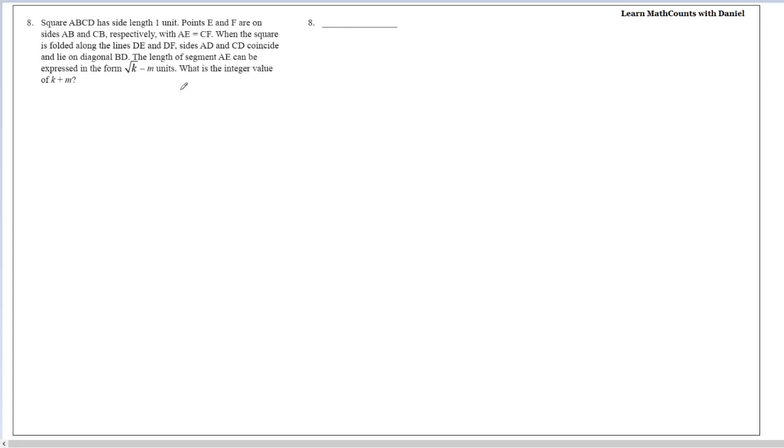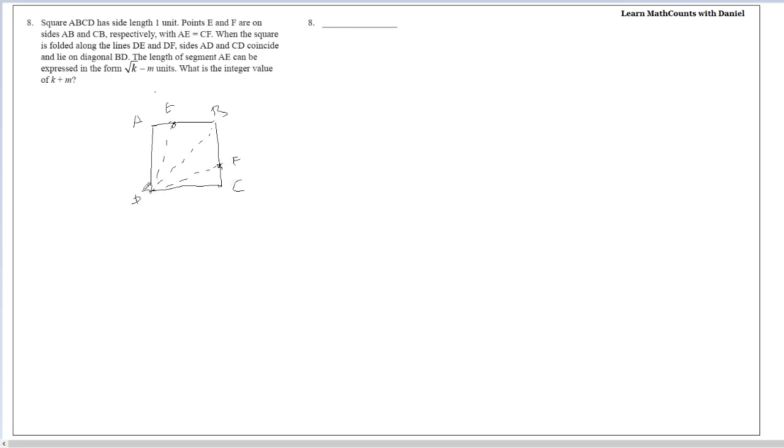Alright, so a bit of a disclaimer: this question is not as scary as it looks. So, let's draw out our diagram. We have a square, ABCD. We have points E and F on sides AB and CB. We also know that AE equals CF. Then we fold along these lines. This isn't exactly accurate, but it'll be fine. Imagine that if we fold this along DE, it will land on DB, and same with this.